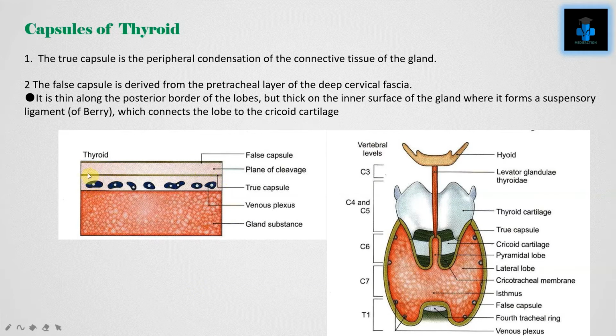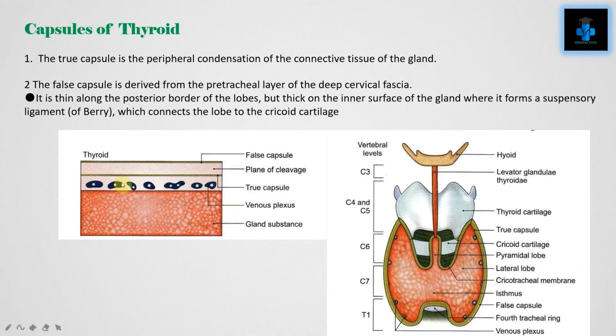Number 2 is the false capsule. It is derived from the pretracheal layer of the deep cervical fascia. It is thin along the posterior border of the lobes but thick on the inner surface of the gland where it forms a suspensory ligament known as ligament of Berry, which connects the lobe to the cricoid cartilage.